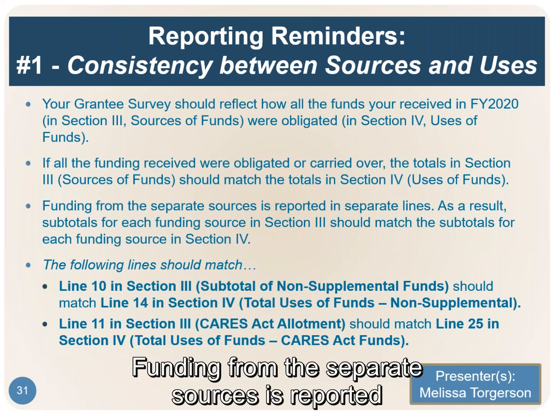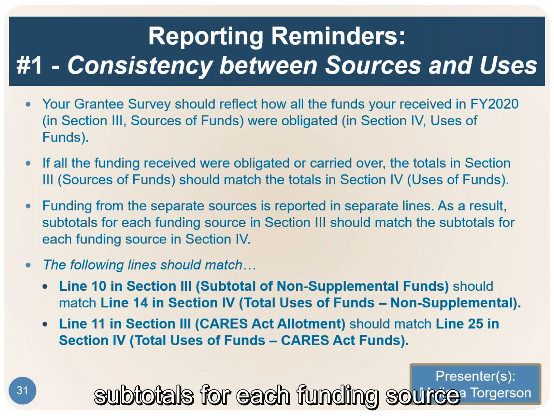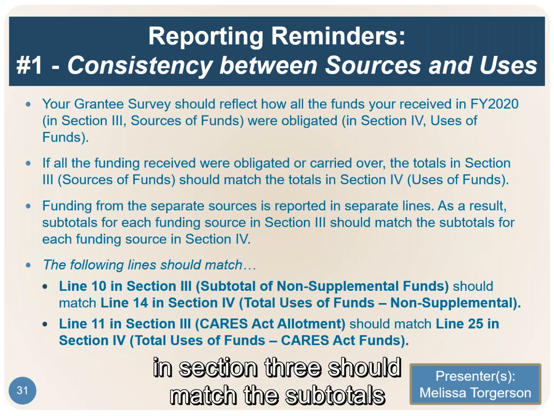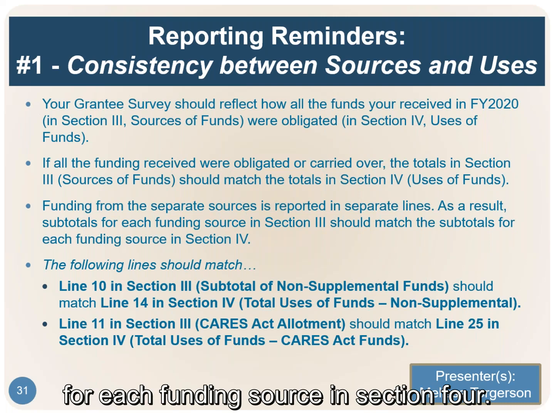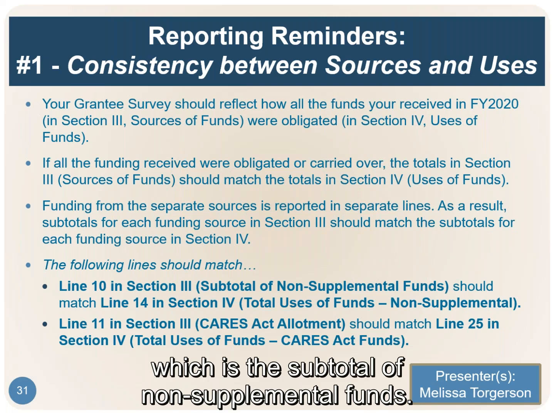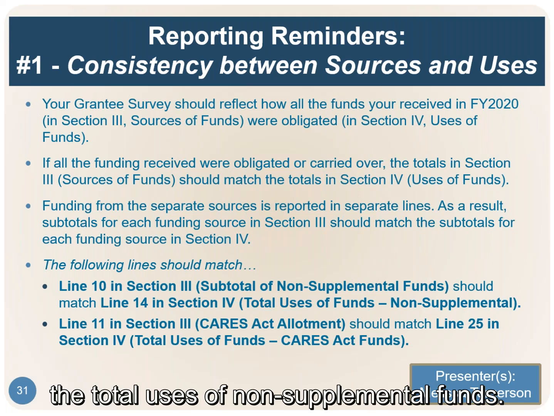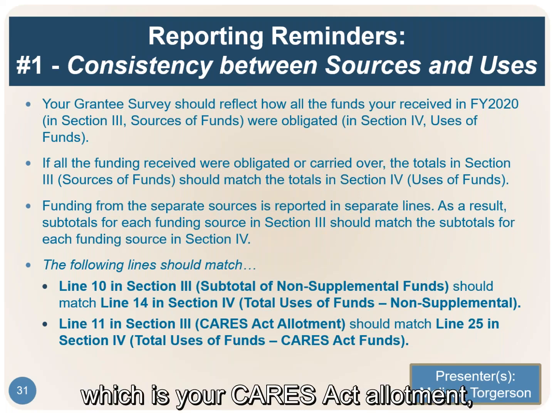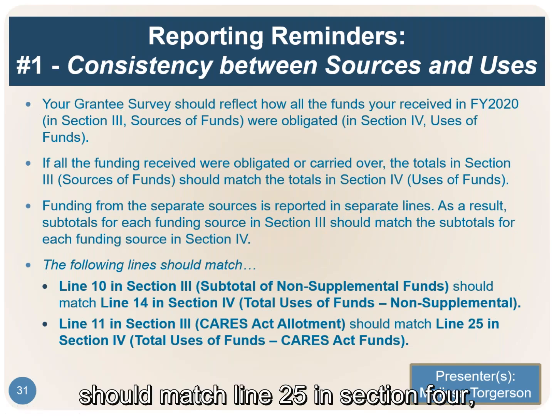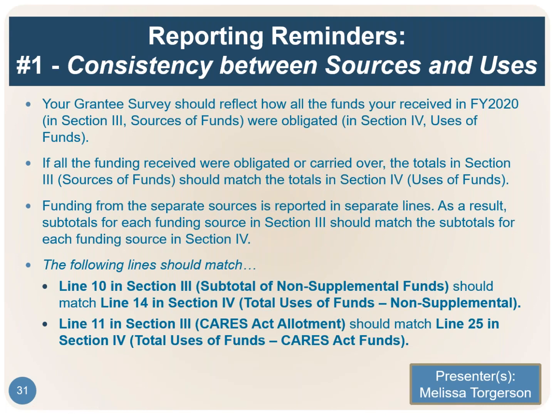Funding from the separate sources is reported in separate lines. So as a result, subtotals for each funding source in Section 3 should match the subtotals for each funding source in Section 4. So for example, line 10 in Section 3, which is the subtotal of non-supplemental funds, should match line 14 in Section 4, the total uses of non-supplemental funds. Line 11 in Section 3, which is your CARES Act allotment, should match line 25 in Section 4, which is the total uses of your CARES Act funds.